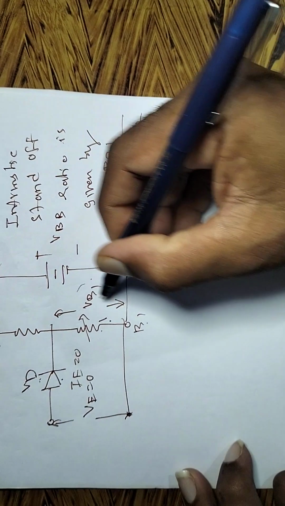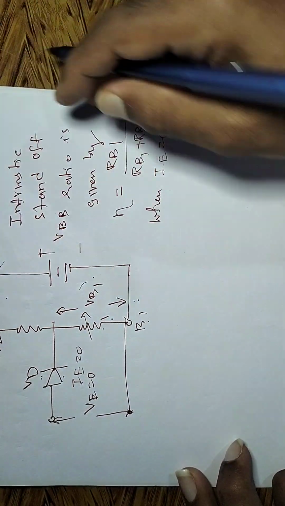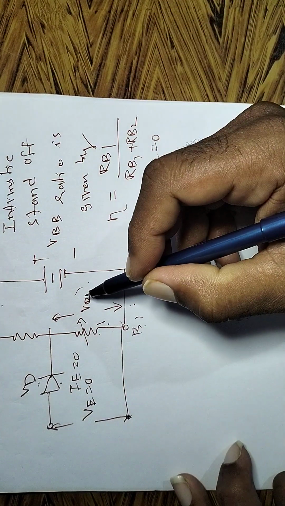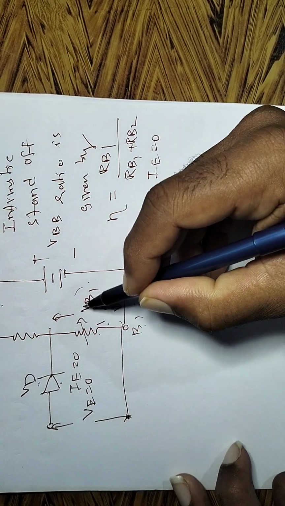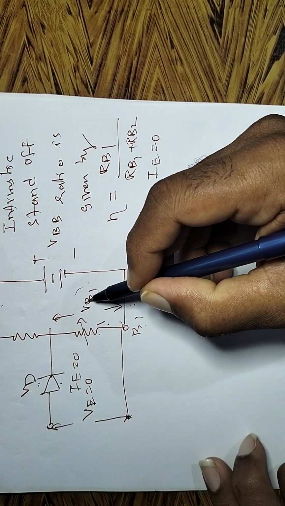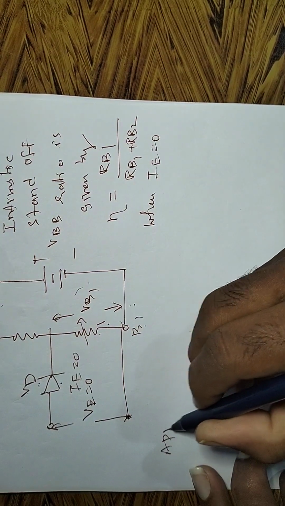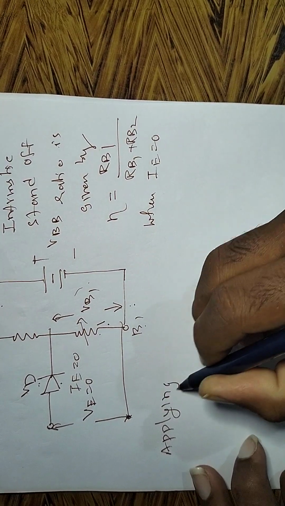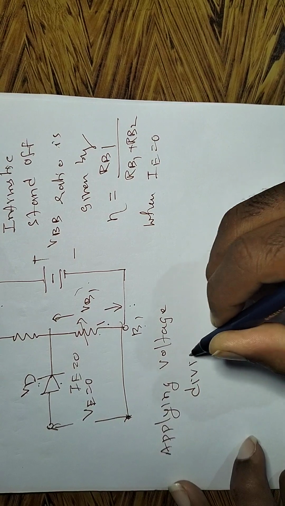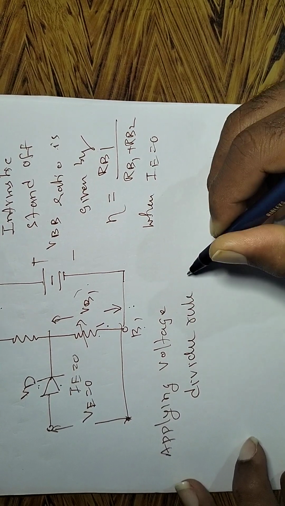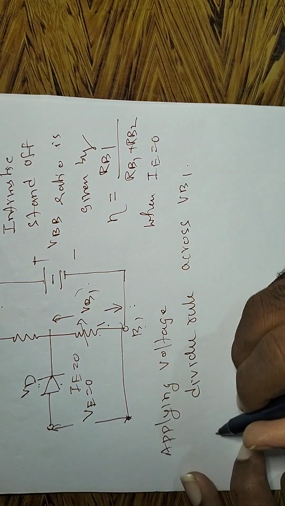We have to apply the voltage divider rule between RB1, B1 and B2. Why am I applying the voltage divider rule? Because I need to calculate the value of VB1 at this resistor. So, applying the voltage divider rule across VB1.